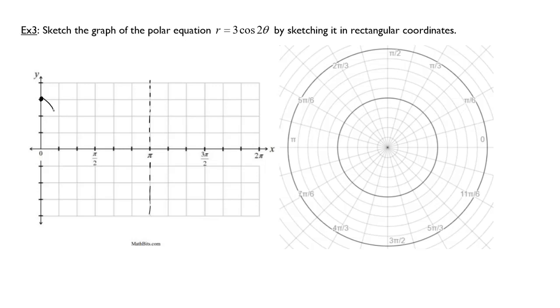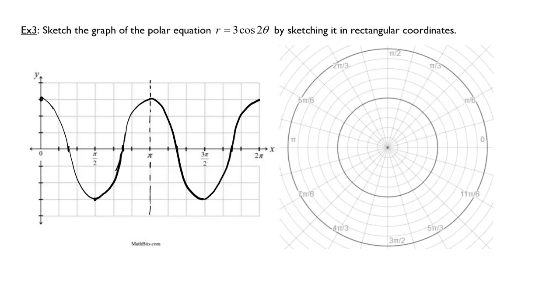And it will look something like this. So there's one period of cosine, but I have to double it because of the 2 theta. So there's my sketch of 3 cosine 2 theta.